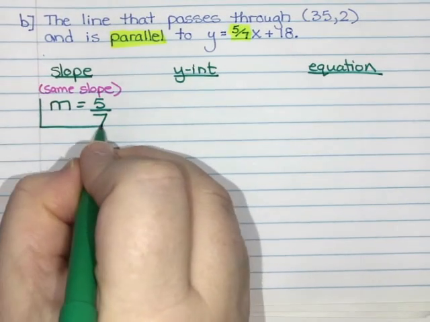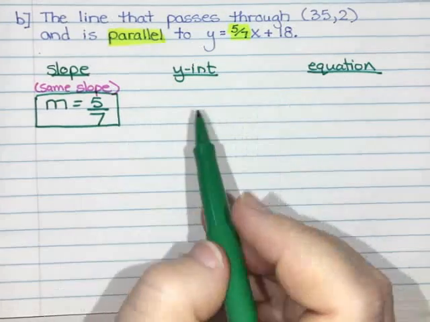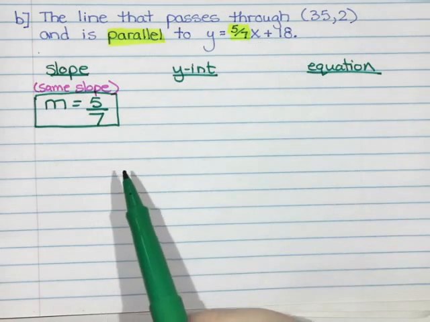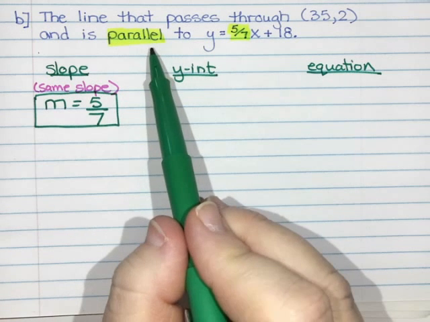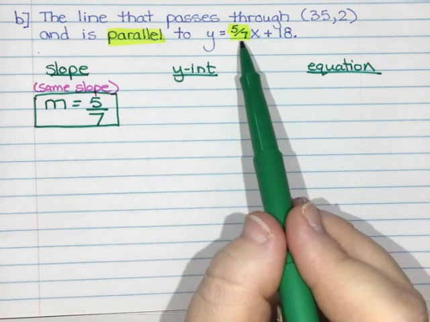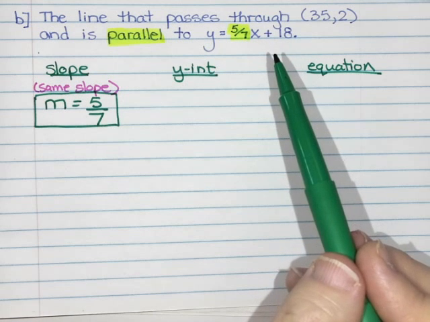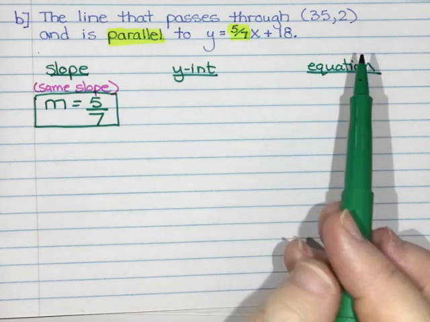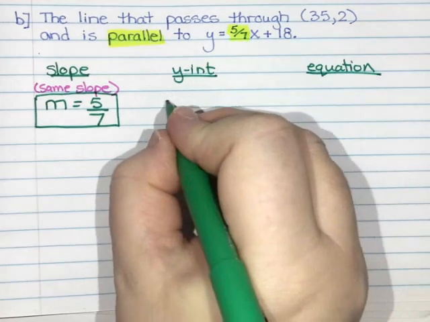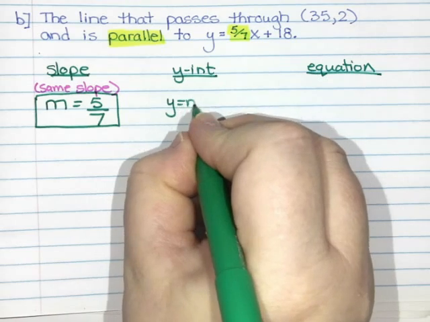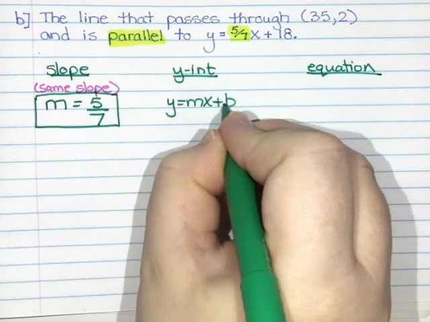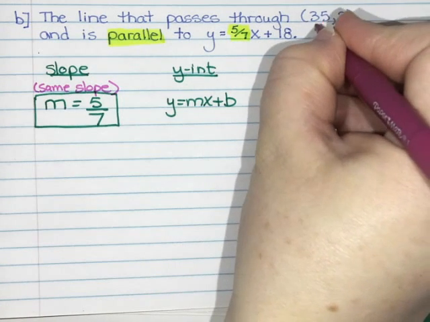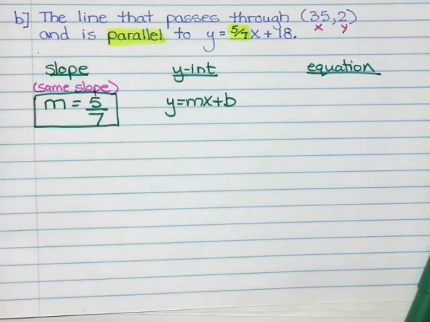Now, y-intercept. Does it say that it would have the same y-intercept as this line? No. Actually, if the two lines are parallel, that means they have the same slope. And if they had the same y-intercept as well, it would really mean they were just the exact same line. So to get my y-intercept, I'm going to use y equals mx plus b. And the point that they gave us, (35, 2), that is x and y.